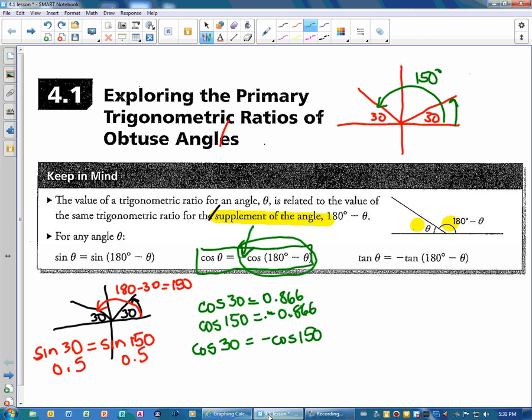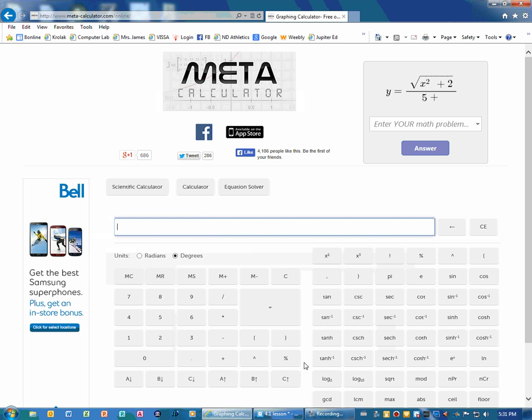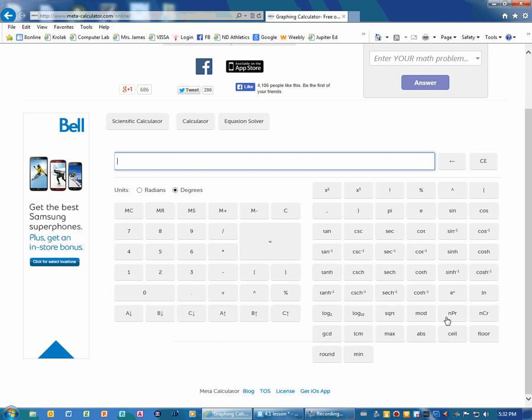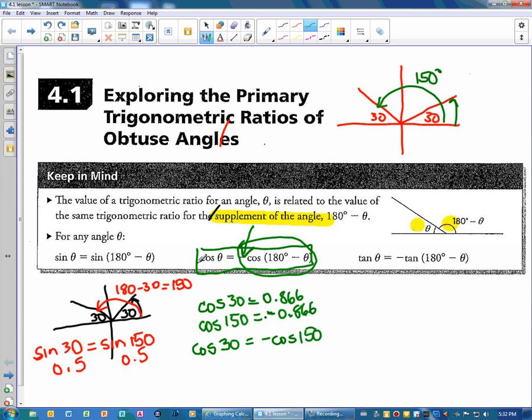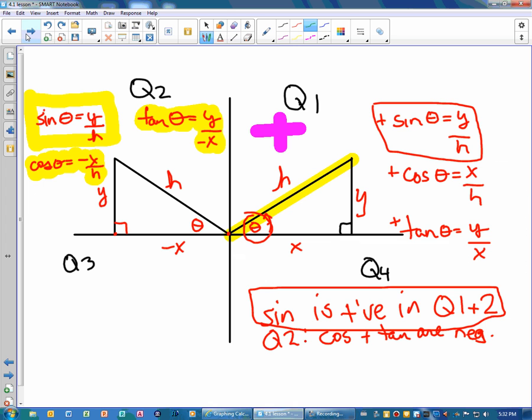And so on the calculator, if I say negative, I don't know where the negative symbol is. I'd have to multiply it. Is that going to work? Negative, let's see. Cos 150. There's that positive right there. There's the positive 0.866. Okay, so remember, that's because in quadrant 1, cos is positive, but in quadrant 2, cos is negative.